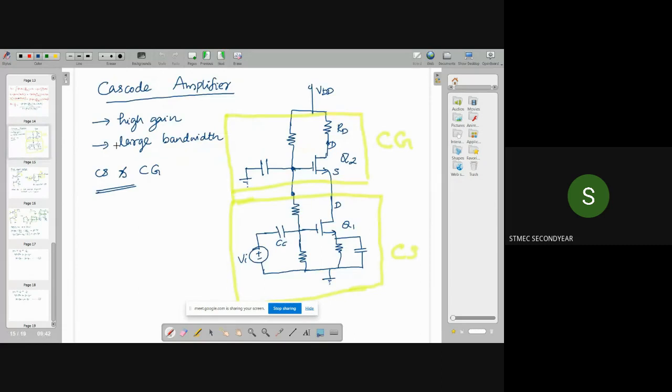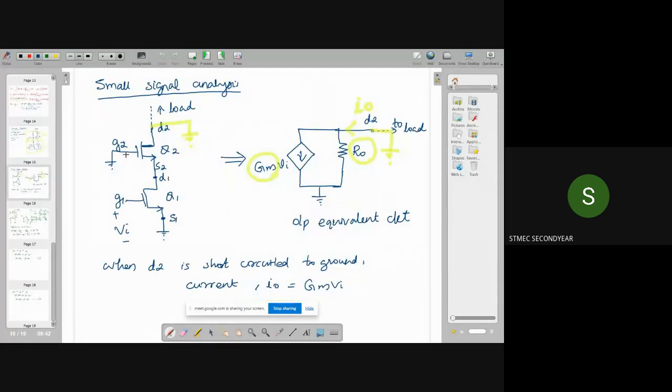Okay, so here we have the cascade amplifier configuration, that is, a common source amplifier and a common gate amplifier. First of all, for the small signal analysis, we have modeled a Norton equivalent circuit, or we can say the output equivalent circuit, for this cascade configuration. This equivalent circuit consists of a voltage controlled current source GM into Vi and a parallel resistance R0. And this is the D2.